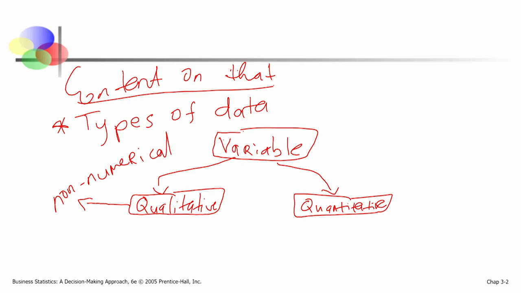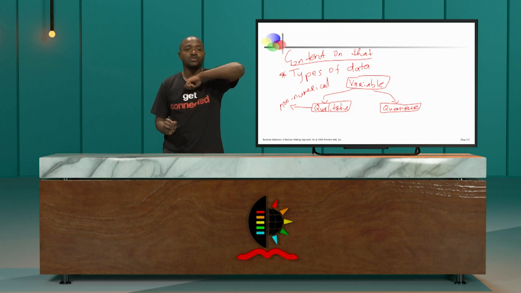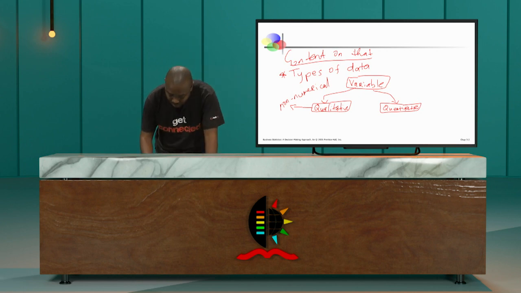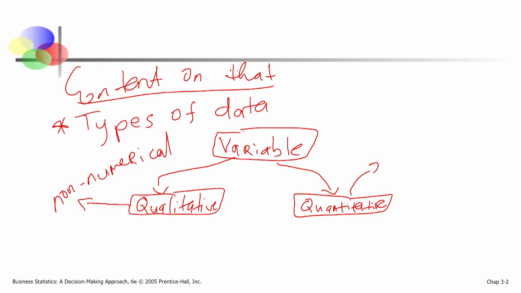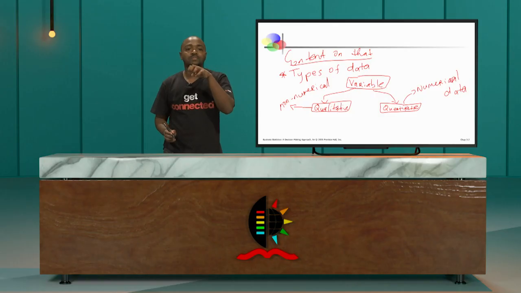You've got your Mercedes, you've got your BMW, you've got your Toyota, right? All these are just names, they're non-numeric. If you're talking about quantitative data now, you're referring to numeric data. Numerical data, right? Now under these types of data, we've got something which is referred to as measurement scales.